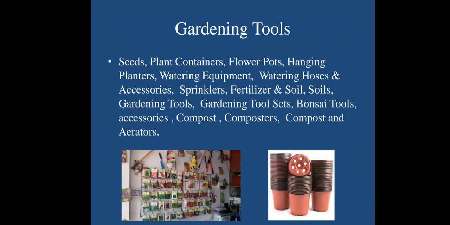In a nursery, you can also get various gardening tools like seeds, plant containers, flower pots, hanging pots, watering equipment, sprinklers, fertilizers, soil of various types, and also bonsai tools, accessories, and compost. Everything you will get in these nurseries.